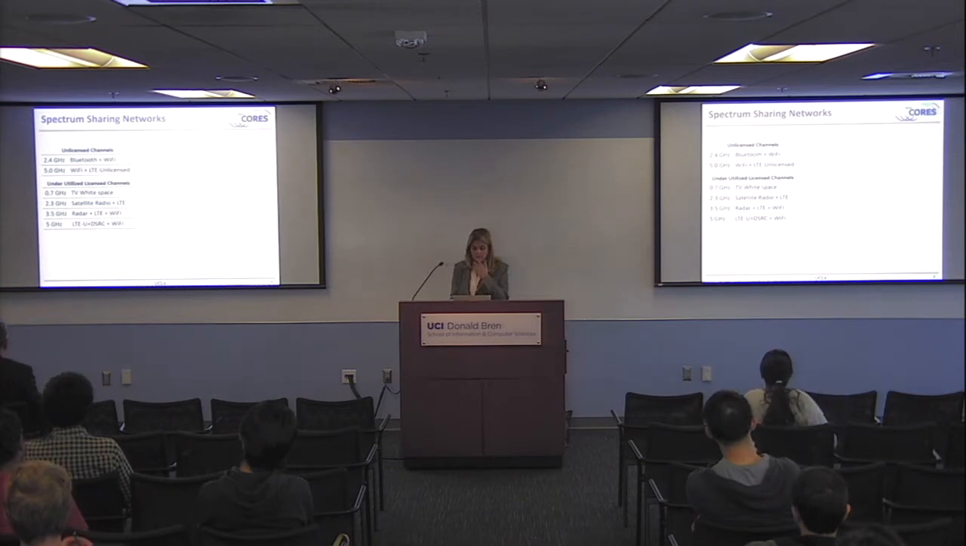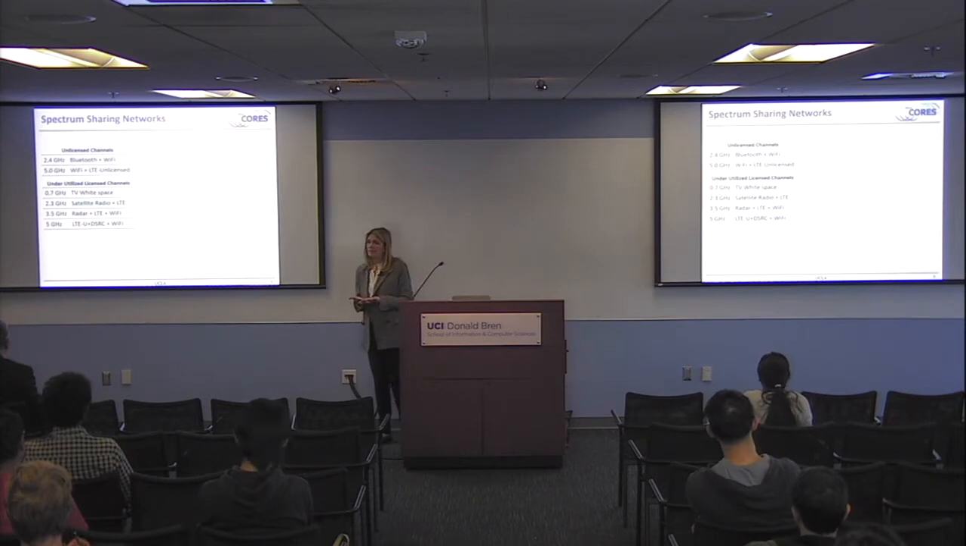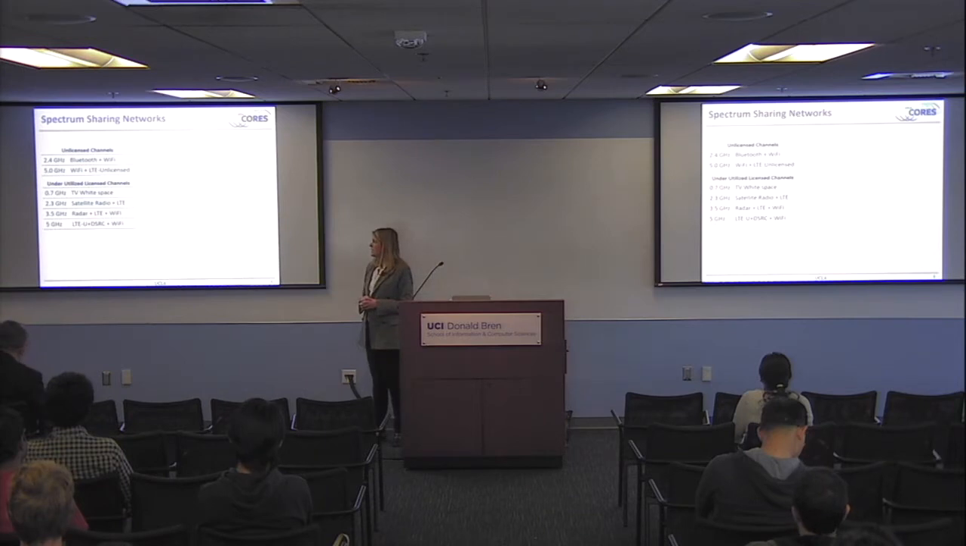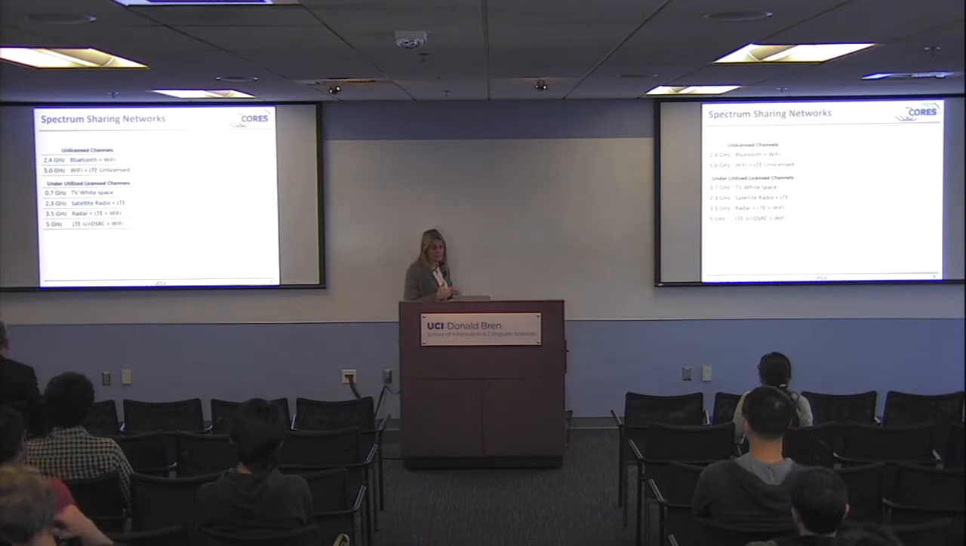And then there is also a trend to expand this paradigm to licensed bands, the ones that actually have a primary owner who purchased the license and introduced the spectrum sharing. As I mentioned, it's the TV white space. There is a sleeve of spectrum in 2.3 gigahertz and 3.5, where we have satellite as well as radars, and also 5 gigahertz again, where we have LTE unlicensed, DSRC, and Wi-Fi.